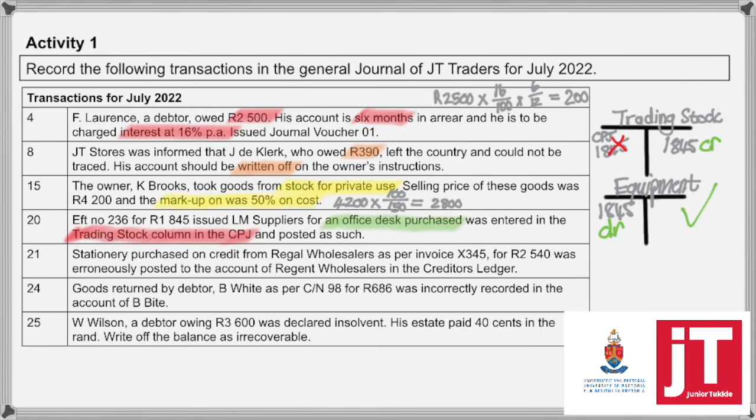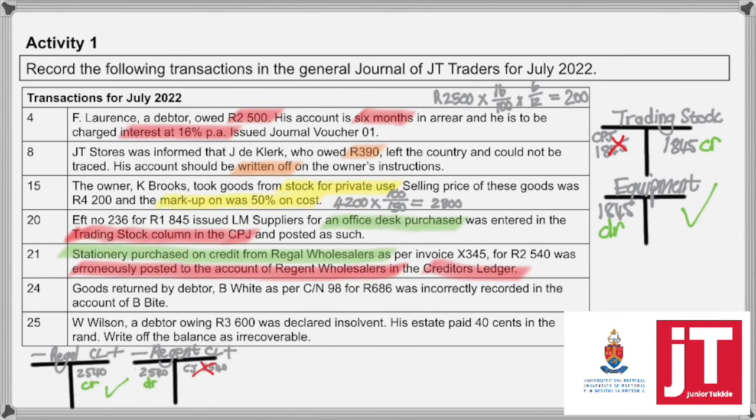Day number 21, stationery purchased on credit from Regal wholesalers for 2,540 was erroneously, so incorrectly, posted to the account of Regent wholesalers in the creditors ledger. So it was posted to the wrong creditors account. So if we have to now draw our T accounts, Regal and Regent, both creditors, we posted it to Regent. So the error is in Regent's account. So we must correct that by debiting Regent and crediting Regal.